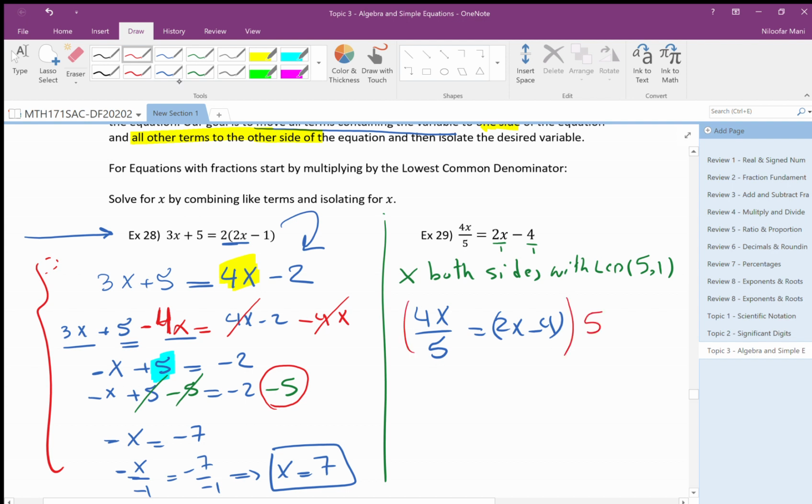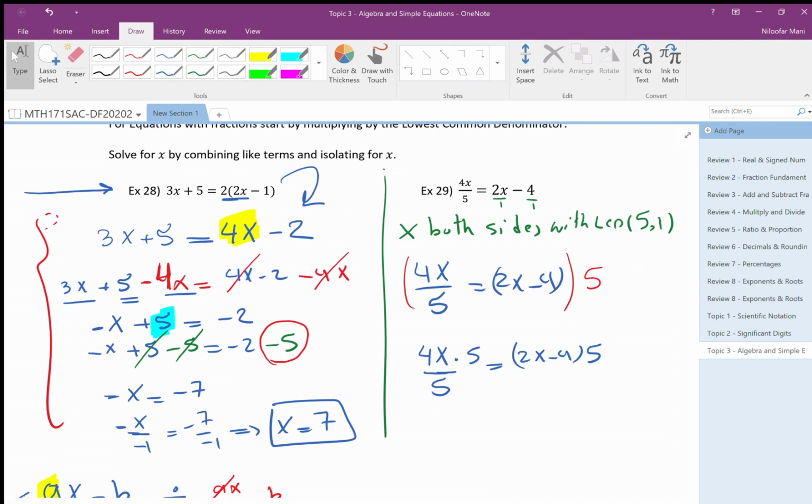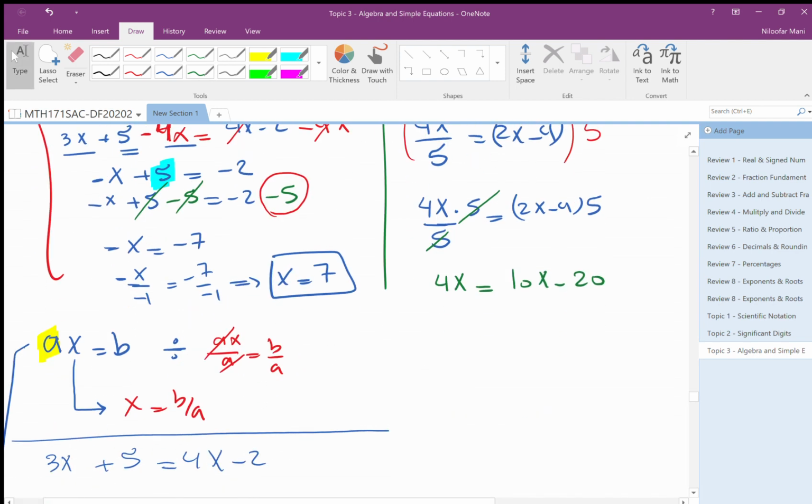What happened? One side is 4x because 5 and 5 cancel each other. I better show step by step. So this equals 2x minus 4 times 5. Can I cancel 5 and 5? Yes. So it is 4x equal 10x minus 20. Why? I multiplied by 5 because I have to bring x out. X is inside the bracket, so I have to distribute. I have to do BEDMAS. I have to simplify each side.